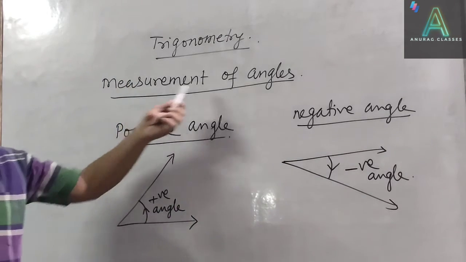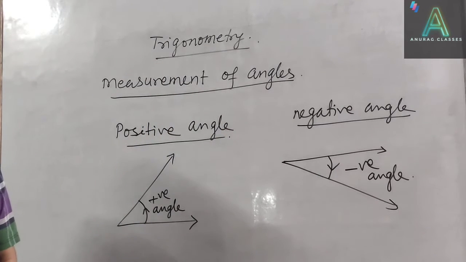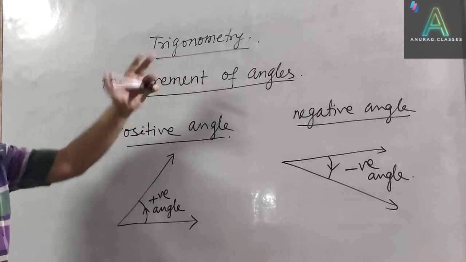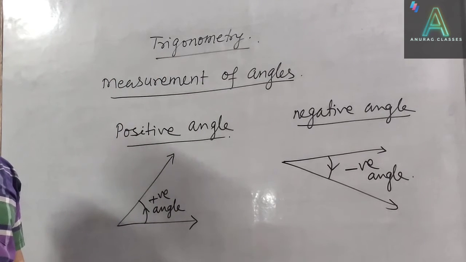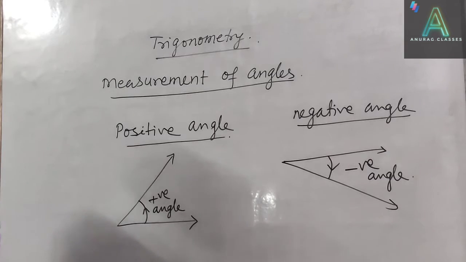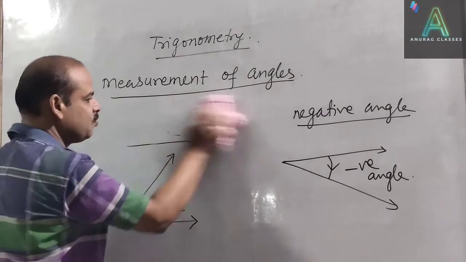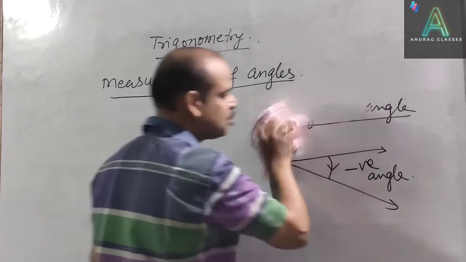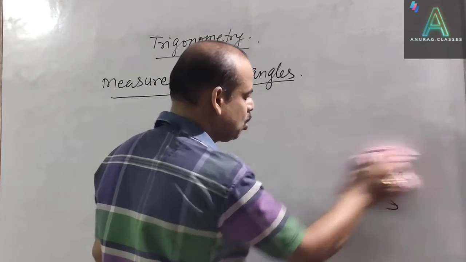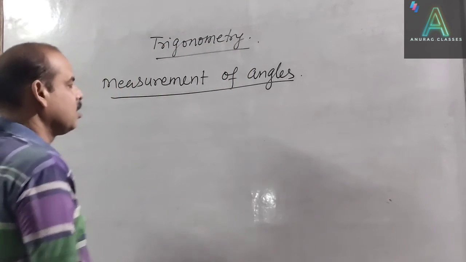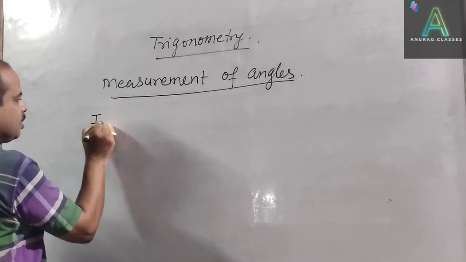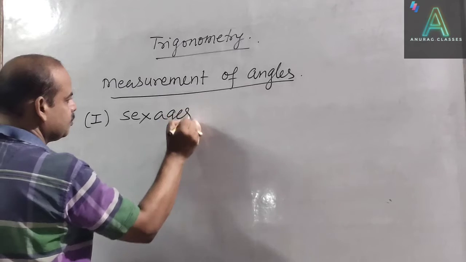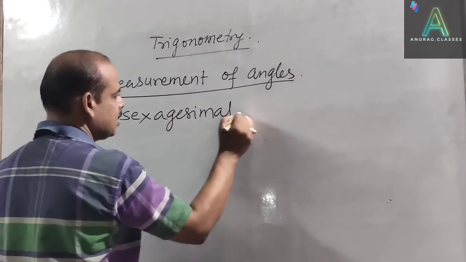Now come to the measurement of angles in trigonometry. You all know that trigonometry is the measurement of a triangle, means all its three angles. So let us move to the system of measurement of an angle. There are three main systems. Number one, sexagesimal system.